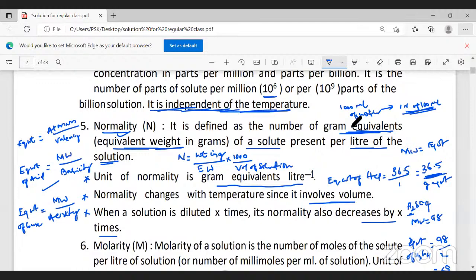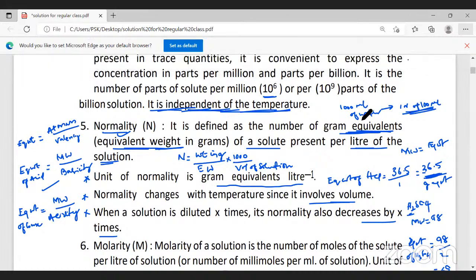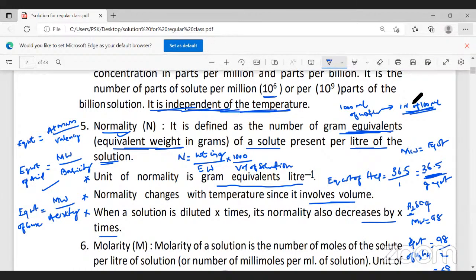1000 ml of water. That means what happens? The concentration will be diluted or not? Yes or no? Solution will be diluted or not? How many times the solution will be diluted? And what will be the concentration of this? I am taking one normal solution of 100 ml, and to that I am adding 1000 ml. So what will be the decrease in concentration?